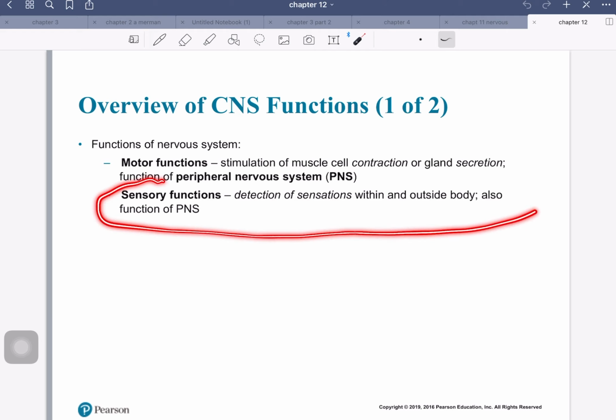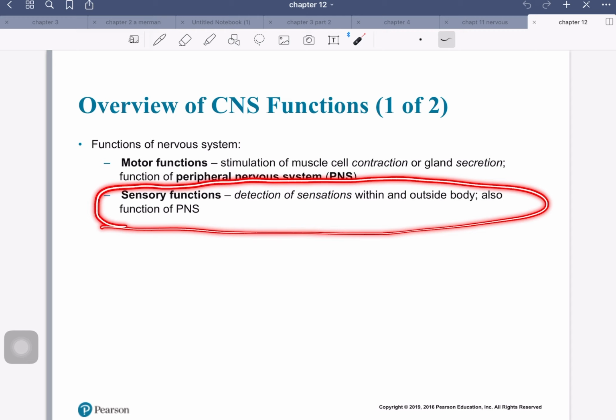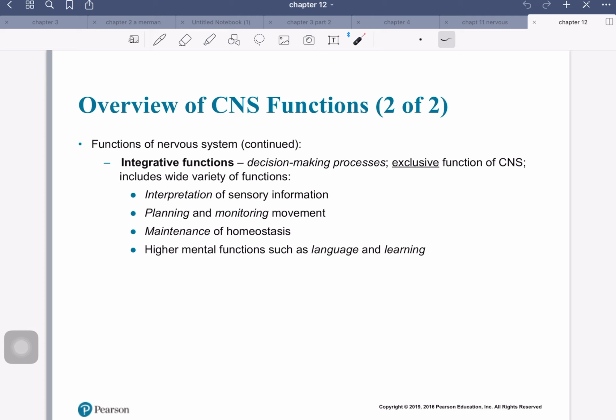Sensory functions. So detection of sensory stimuli within and outside the body is a function of the CNS, as most of this information does make its way to the central nervous system. Also, when we're looking at the central nervous system, there's a lot of integration that occurs. And really, integration is an exclusive function of the CNS. What do I mean by that? I mean this is really one of the jobs that the CNS has. The PNS really is not involved with integration.